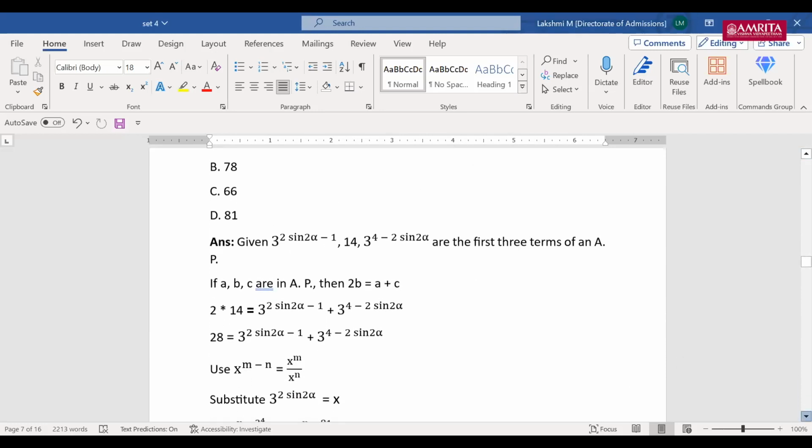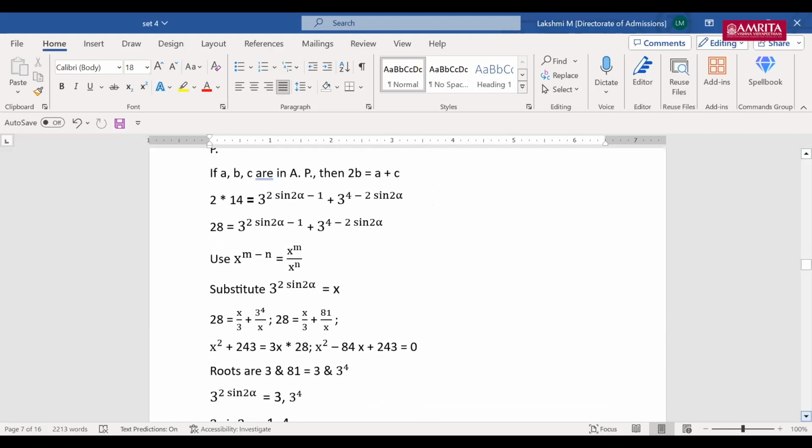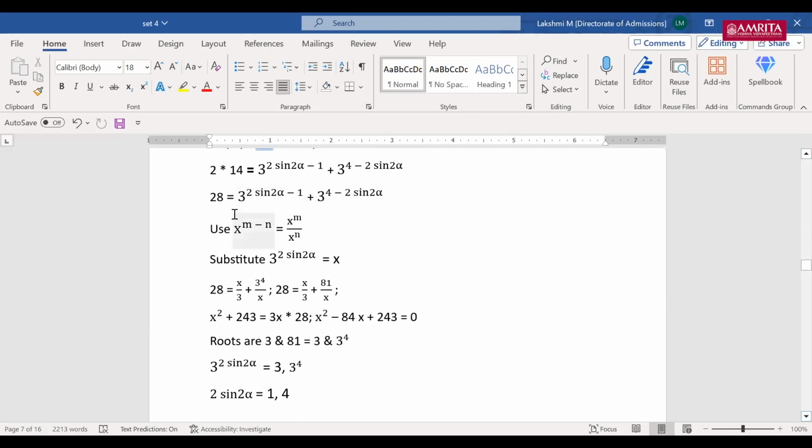2b is equal to a plus c, right? I have just substituted it. Then this is the form that I got: 3 raised to 2 sine 2 alpha. This is the part I've just assumed as x. So once you give it, it will be something like x minus 3 raised to, x. It will be of the same form, minus 3 raised to minus 1.